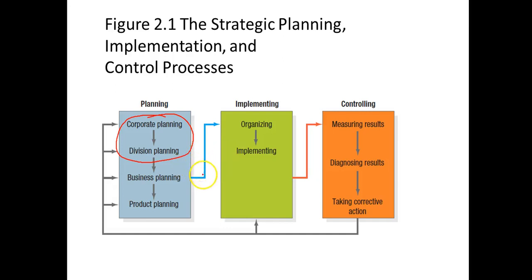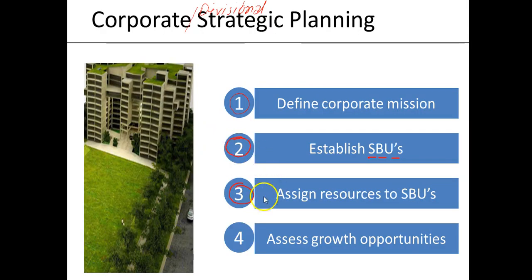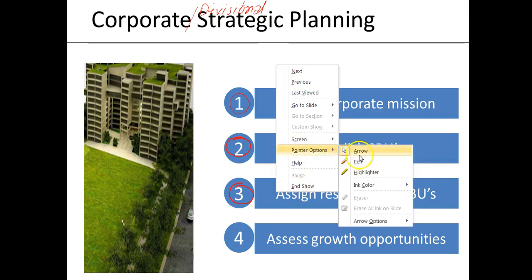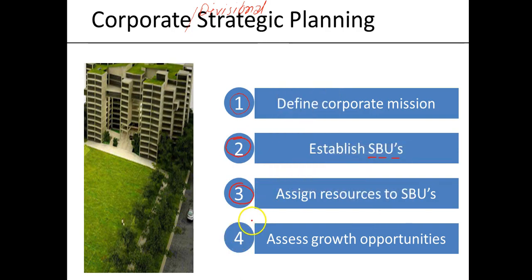We are continuing our discussion on strategic planning, implementation, and control processes, and we are working on corporate planning and divisional planning. We will now discuss our fourth job in working out corporate and divisional strategic planning, which is about assessing the growth opportunities. So we will try to assess the growth opportunities for our business, and find out how we make sure that our business continues to grow.